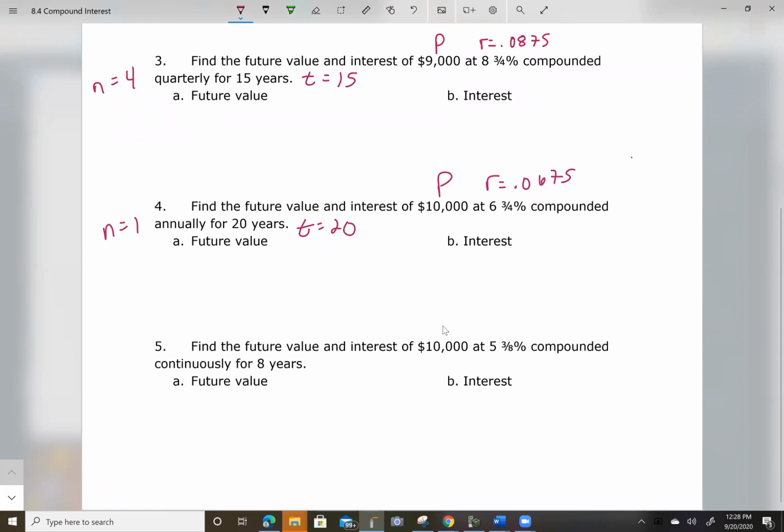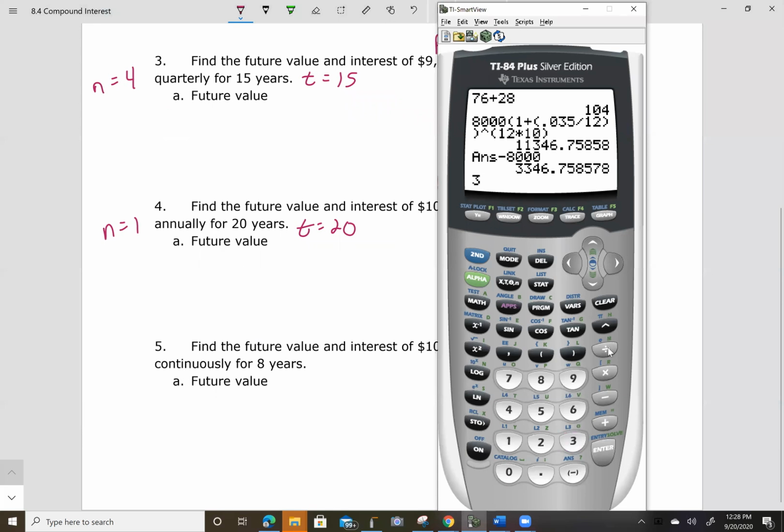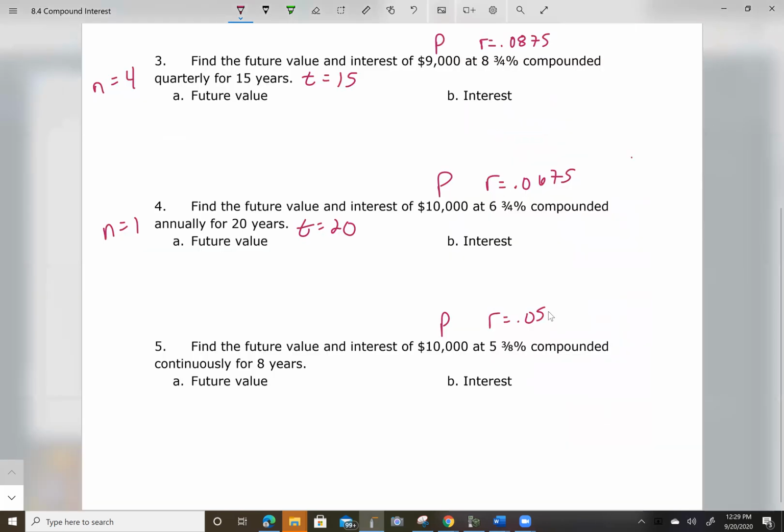Okay, and number 5, P is 10,000, R is 5 3/8. I need to do 3 divided by 8, 0.375. So 0.05375. Ooh, compounded continuously. So my T is still 8 years, but in this case, I need to use the continuously compounding formula, which is my future value is equal to P e to the RT.